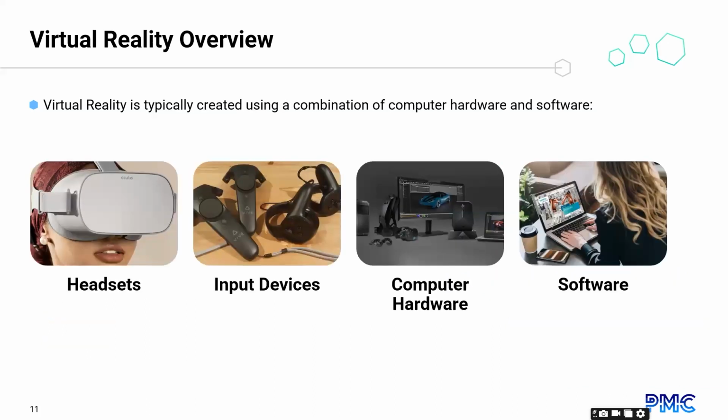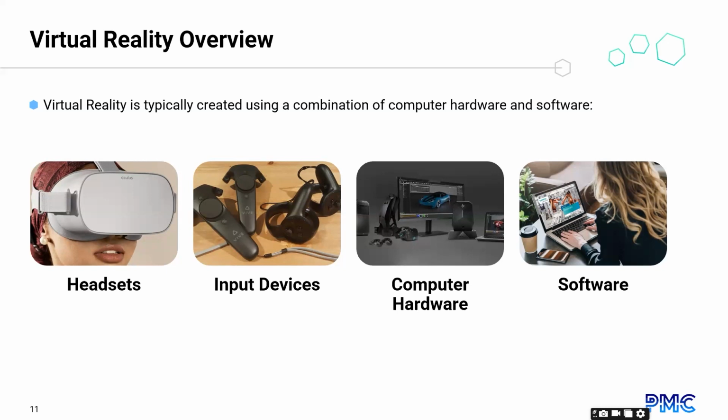So VR is typically created by a combination of hardware and software. So we have the headsets. These are devices worn on the head that immerse the user in a virtual environment. They often include screens or lenses that display this content, the virtual world, and may also incorporate some sensors to track the head movements for a more immersive experience. It depends on the manufacturer.